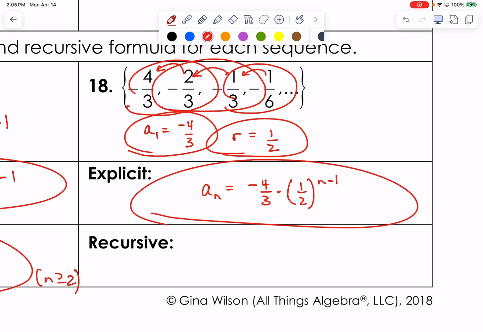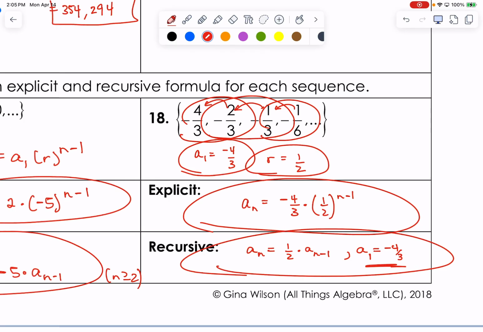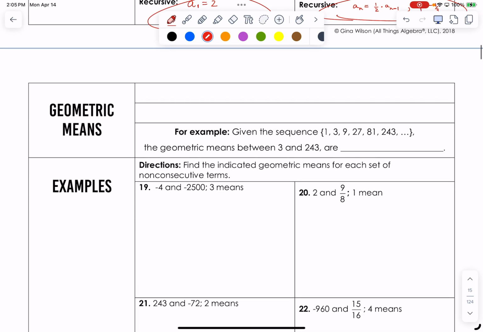You would like to do the recursive? Go ahead. a sub n equals 1/2 times a sub n minus 1. And then you've got one more thing you've got to put. Comma, a sub 1 equals negative 4/3. That's it. That's the recursive. Why did you do that comma? Because you always have to have a start. You always have to put your start for recursive. All right, last thing. Geometric means.